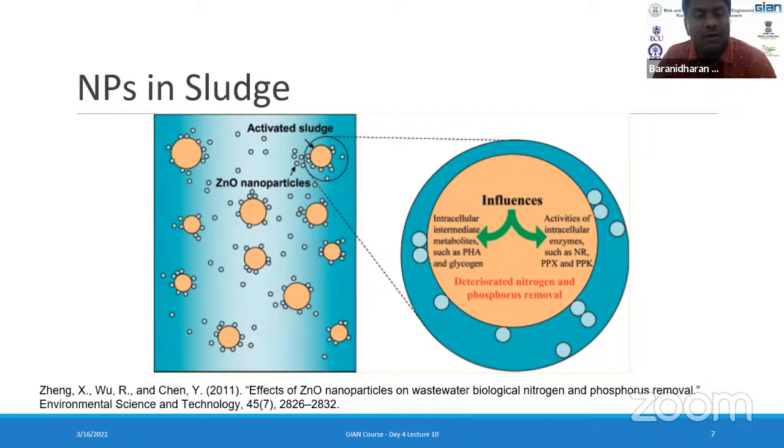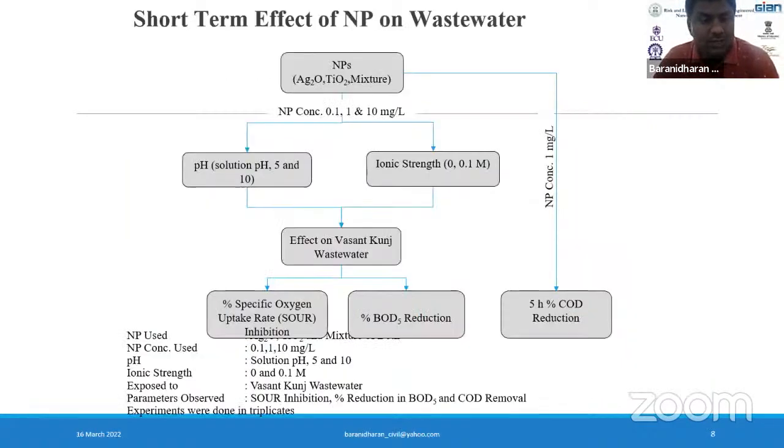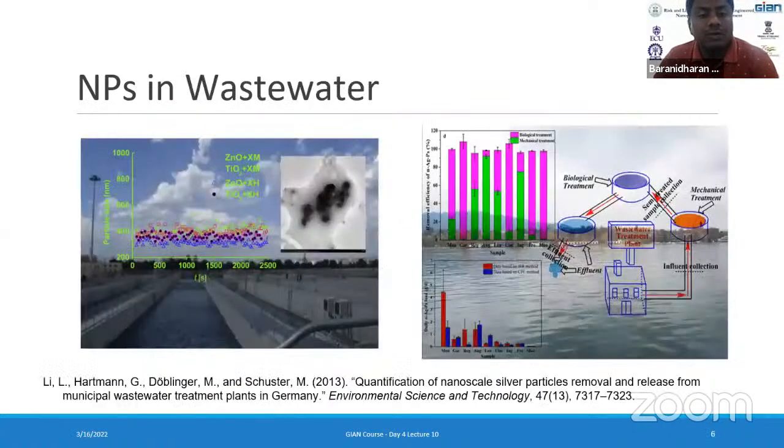Though it is not visible to the human eyes, they still have a great impact on the removal of nutrients in the wastewater system. So when it comes to wastewater, how long does it stay? That is one such thing.